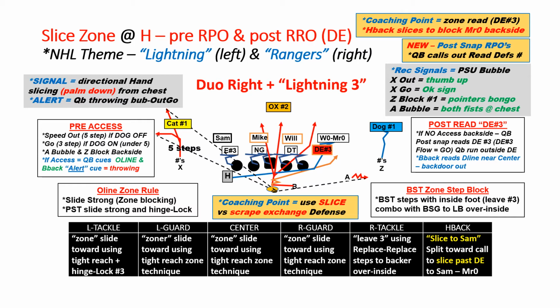Again, slice zone, still got our pre-RPO, but then we add a post-RPO reading the defensive end with the quarterback and the running back.